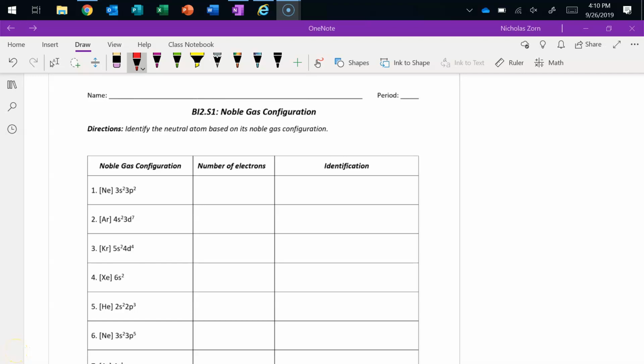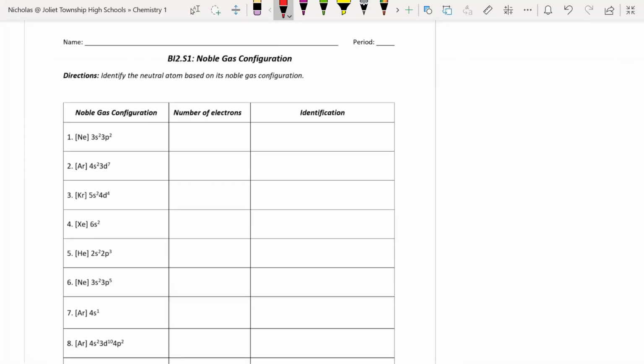All right, in this video, we're going to look at the noble gas configuration worksheet. So the front side of this worksheet asks us to take the configuration and then identify the element. So let's look at our first one. It's telling us that we're starting at neon, and we have 3s2, 3p2.